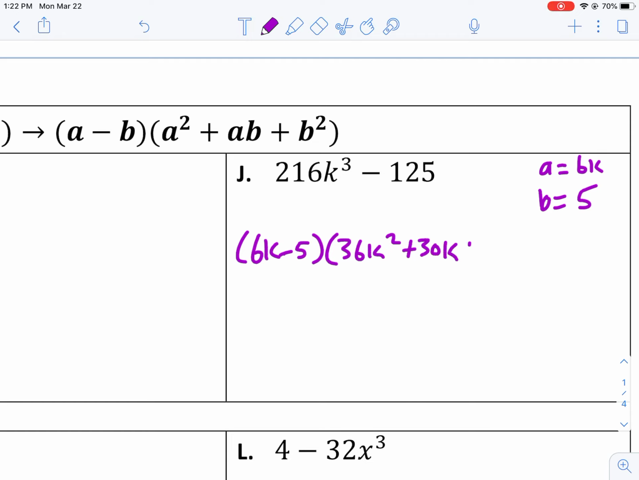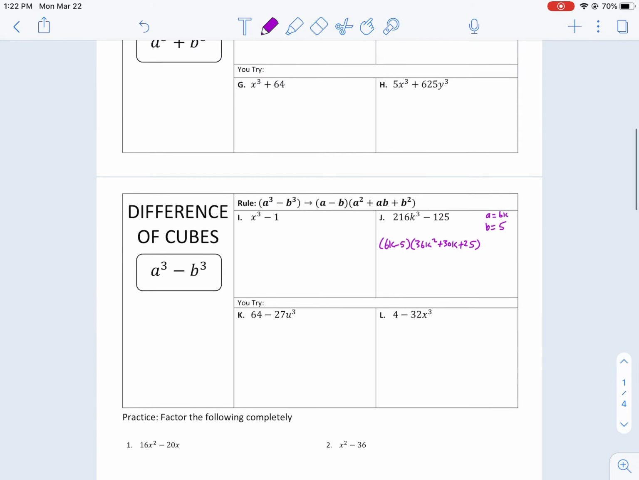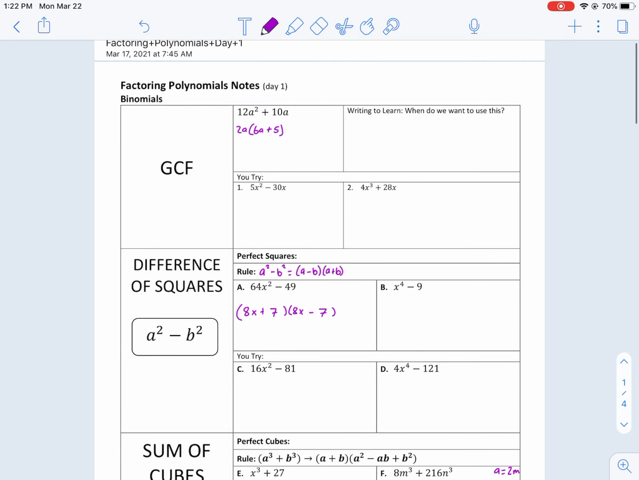And then plus b squared, that'll be plus 25. All right, and that's how you would factor this one. So this is all the binomial stuff. Okay, difference of cubes, sum of cubes, difference of squares.